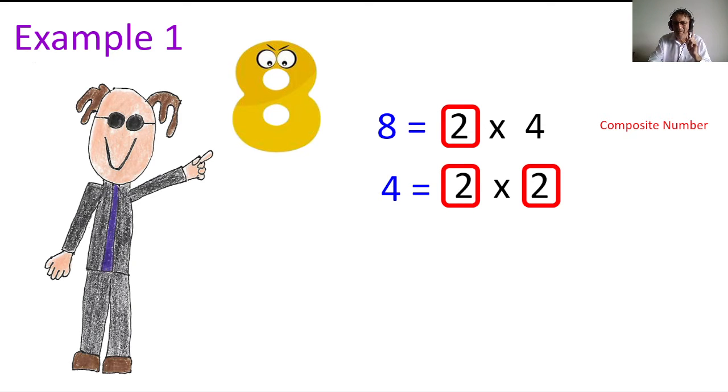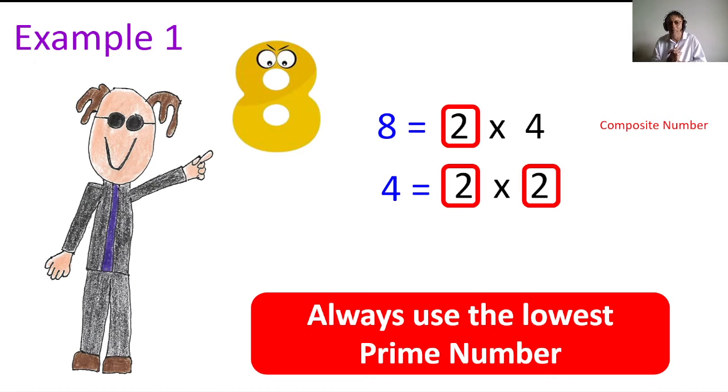Before we do that, very important. We always use the lowest prime number. Always use the lowest prime number when we are factoring. So if it's 8, we must divide by 2. Any even number, we must divide by 2. So the prime factors of 8 are 2 times 2 times 2.